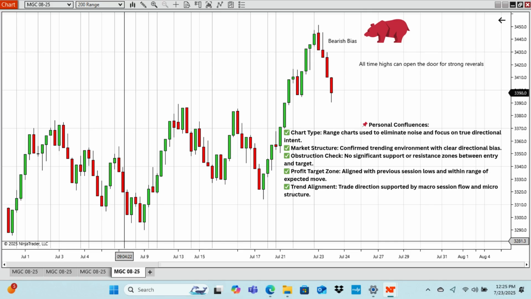Personal confluences, chart type: range charts used to eliminate noise and focus on true directional intent. Market structure: confirmed trending environment with clear directional bias. Obstruction check: no significant support or resistance zones between entry and target. Profit target zone: aligned with previous session lows and within range of expected move. Trend alignment: trade direction supported by macro session flow and microstructure.